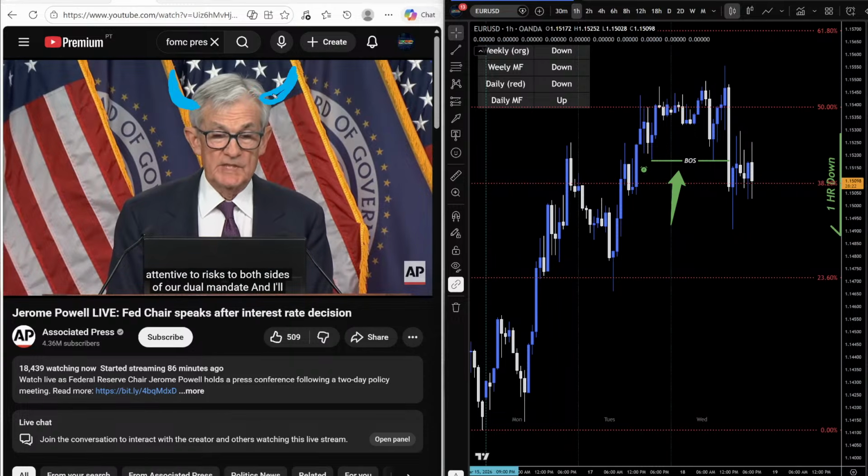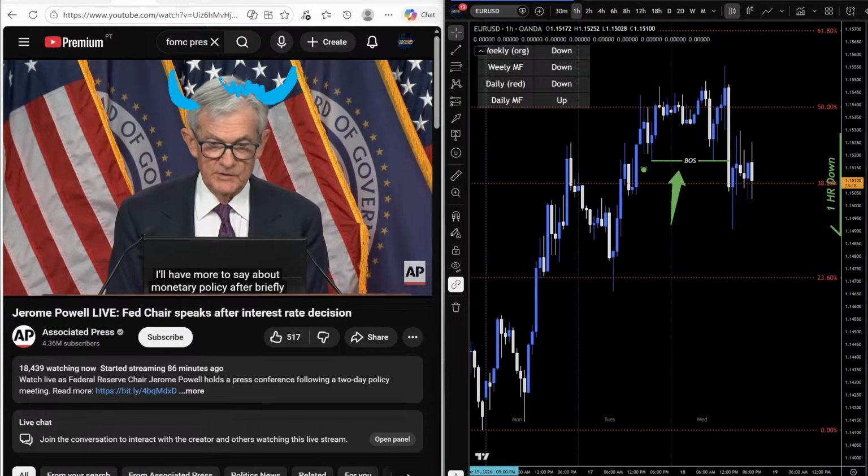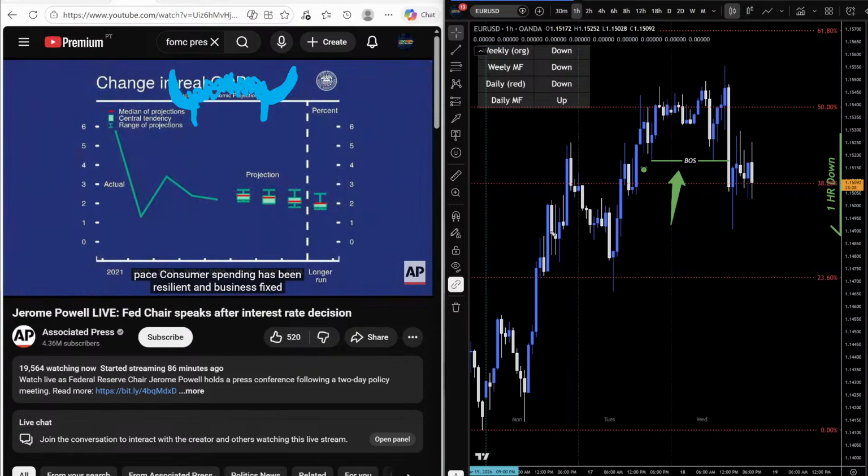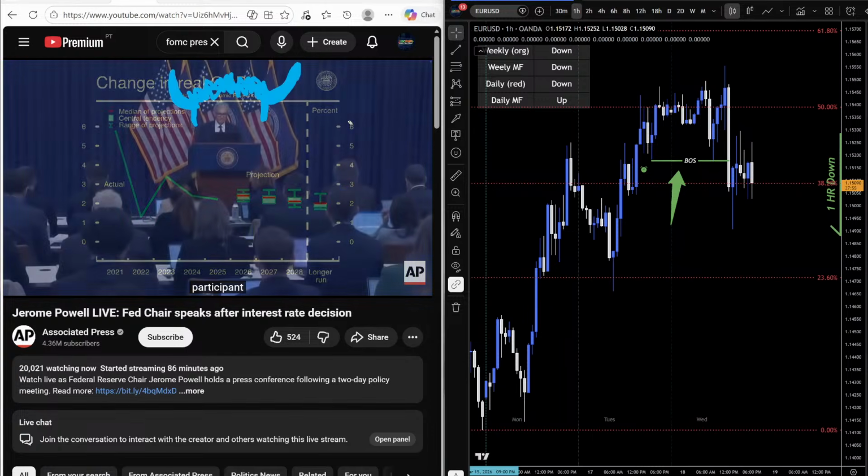Available indicators suggest that economic activity has been expanding at a solid pace. Consumer spending has been resilient, and business fixed investment has continued to expand. In contrast, activity in the housing sector has remained weak. In our summary of economic projections, the median participant projects that real GDP will rise 2.4% this year and 2.3% next year, somewhat stronger than projected in December.